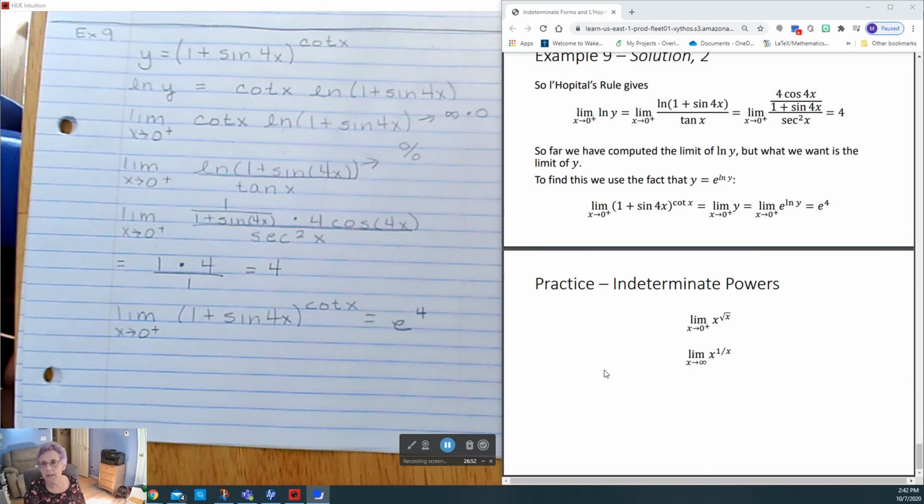Got a couple more examples. I'll write those up for you. Practice, practice, practice. You have a quiz just on the L'Hopital's rule stuff.